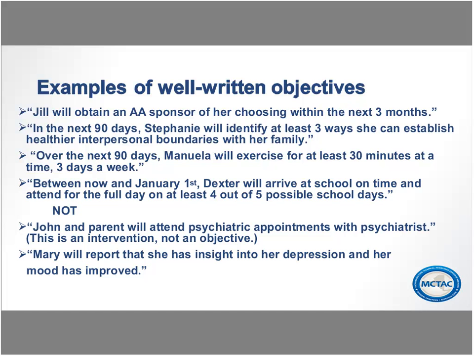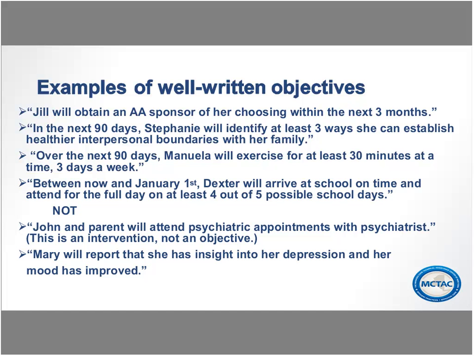Between now and January 1st, Dexter will arrive at school on time and attend for a full day on at least 4 out of 5 possible school days. Very clear, very measurable. Now, just to step back for a minute and contrast these with some, well, they're really not objective, some of them, but they're not well written because they're not focused and measurable.